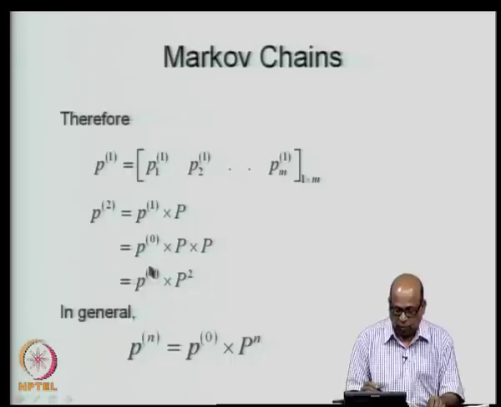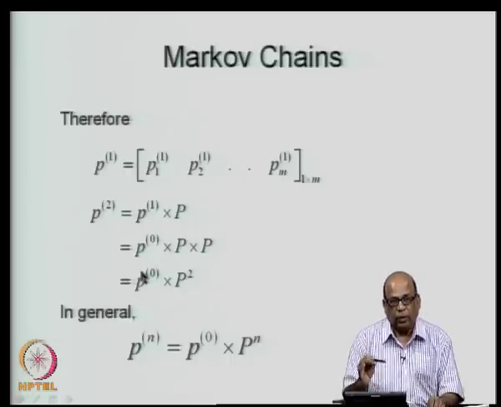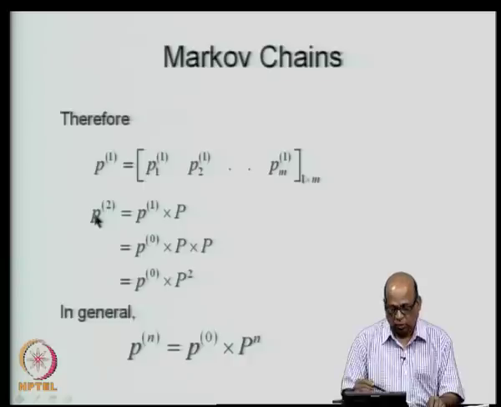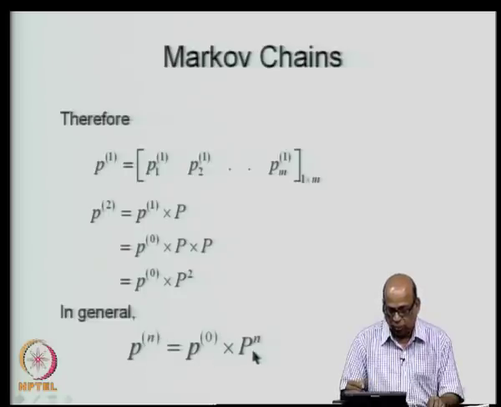So, given the probability vector at time 0, you can obtain the probability vector at time 2, and in general you can obtain the probability vector at time n, starting with the probability vector P 0, by P n is equal to P 0 into P to the power n, where P is the transition probability matrix, P 0 is the probability vector at time 0 and P n is the probability vector at time n.